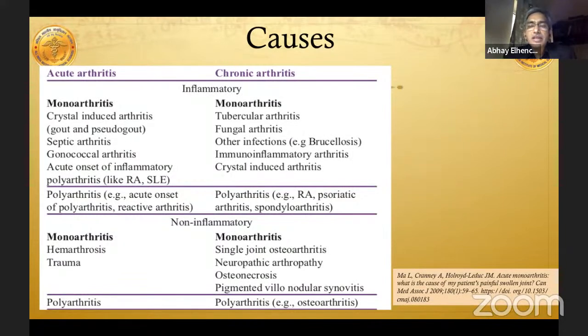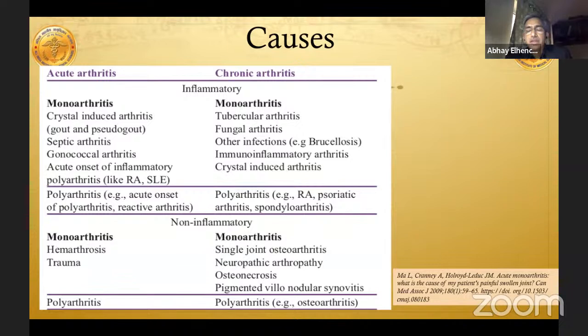Now, before we understand how to approach a particular disease entity or a complex spectrum of diseases, it's important to understand the causative influence in the disease process. When we look at monoarthritis, we could be looking at both inflammatory and non-inflammatory components, and at both acute and chronic involvement. So an acute inflammatory monoarthritis could include diseases such as crystal-induced arthritis, septic arthritis, gonococcal arthritis, or acute arthritis as part of an inflammatory disorder.